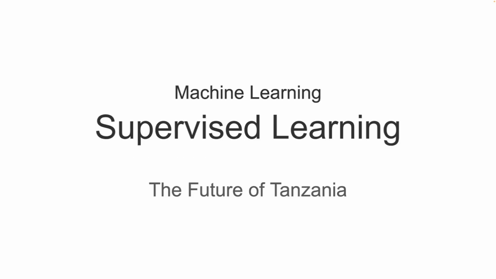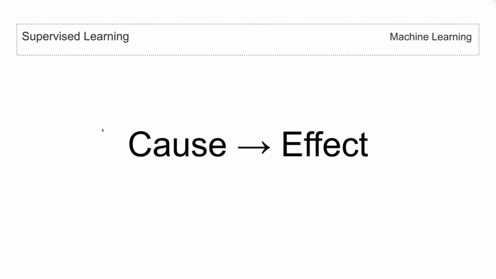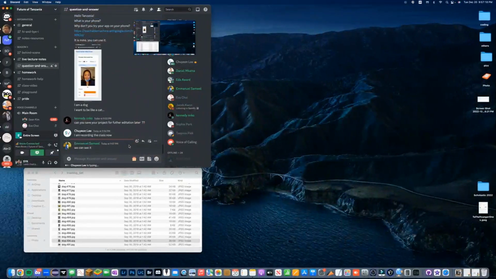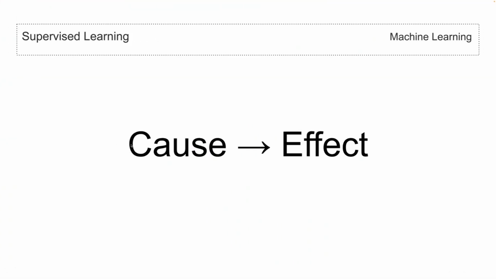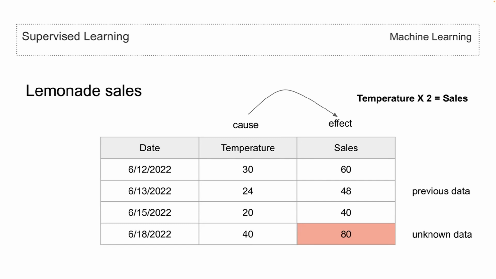So, supervised learning. What is it? Supervised learning is like the cause, and machine learning is the effect of it. So, we're going to learn how to use supervised learning under the example of lemonade sales.